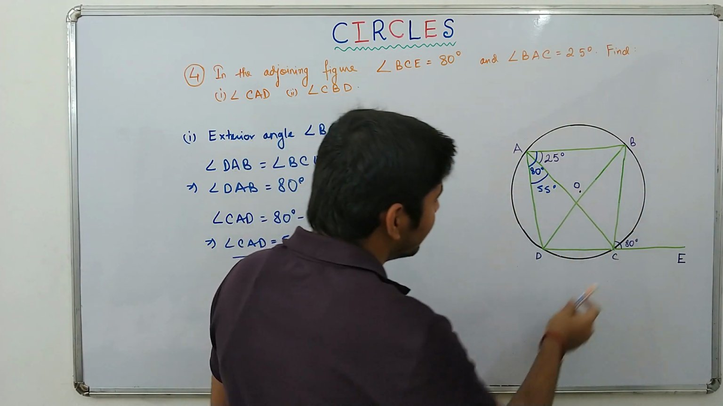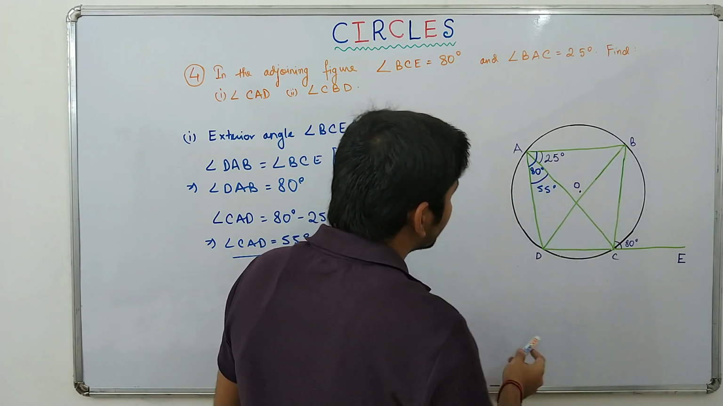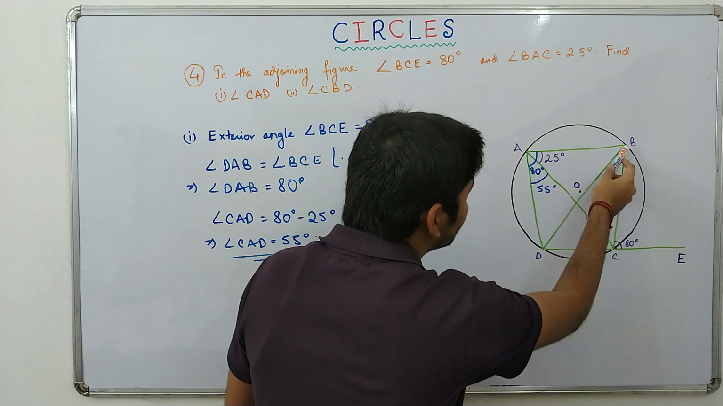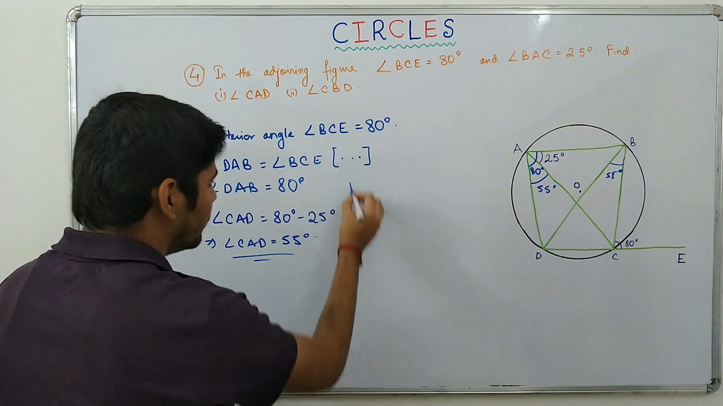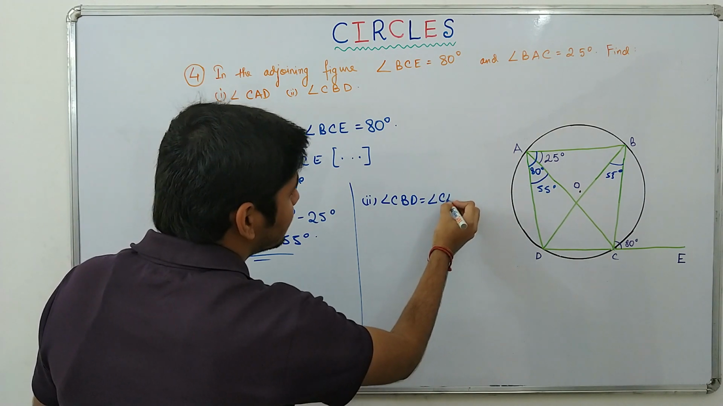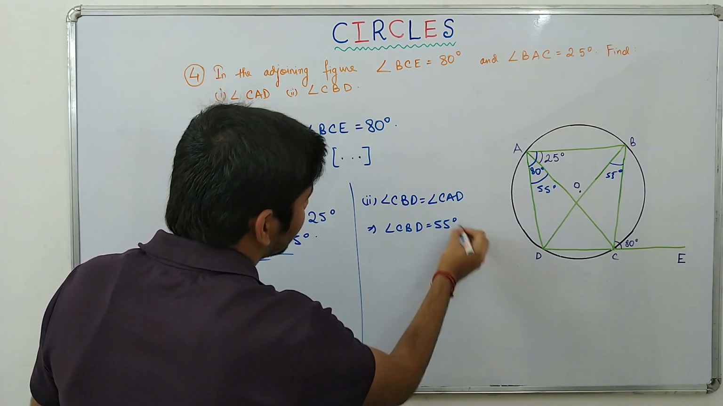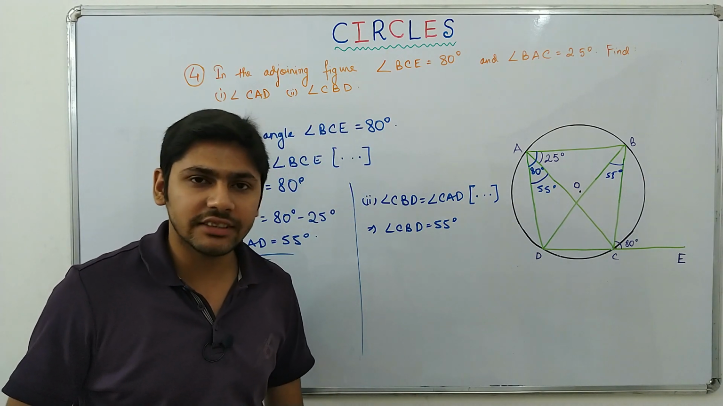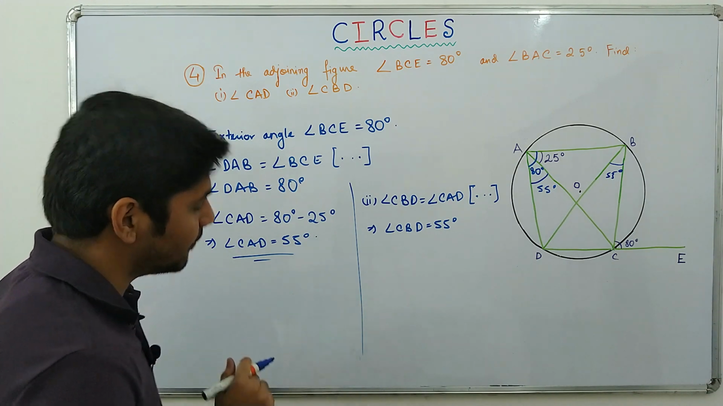We can see the arc DC is subtending two angles on the circumference, one at A and one at B. That means we will have angle CAD will be equal to angle CBD. So if angle CAD is 55 degree, so angle CBD will be equal to 55 degree. As simple as that. So we get number 2, angle CBD is equal to angle CAD, therefore angle CBD is equal to 55 degree. And beside it I'll write the theorem that I used, which is the angles in a same segment of a circle are equal. So we get both the angles, 55 degree and 55 degree.